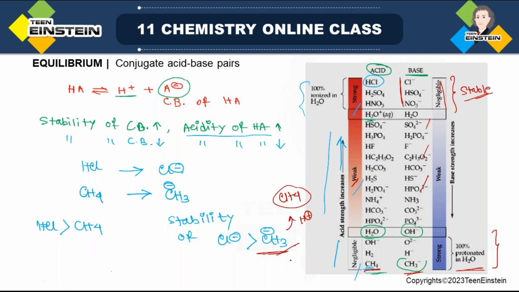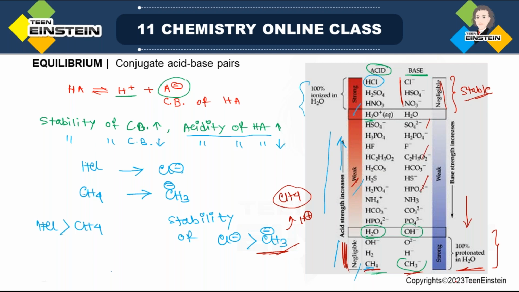So the point is, only one H will be missing if you want to recognize any acid, conjugate base pair. In this table, as we are moving down on the left hand side, the acidity is gradually becoming less and less. But if you are moving down on the right hand side, the basic strength is becoming very, very high. So this is the relationship between conjugate acid and base pairs.